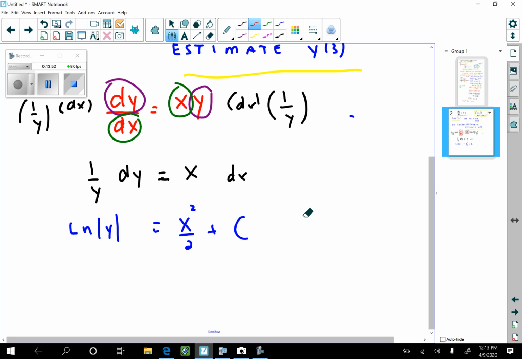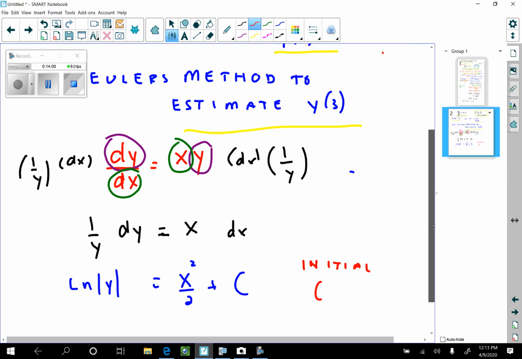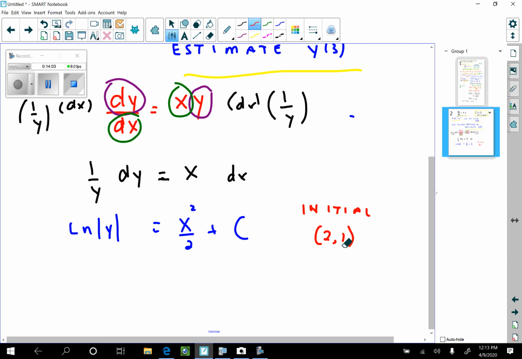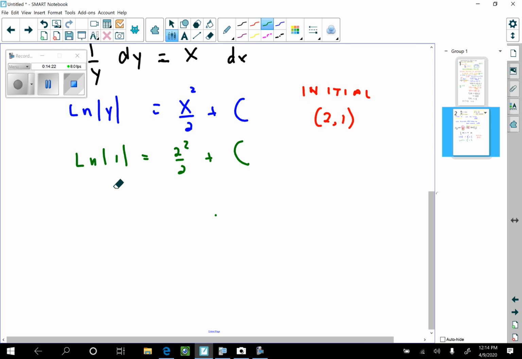And now I'm going to use the initial condition. I believe the initial condition was 2, 1. That's going to make a nice initial condition. I think I wrote the problem this way. So I'm going to put 1 in for y: ln of absolute value of 1, and 2 in for x, so it's 2 squared over 2. My objective is to find this c right there. And what the heck is ln of 1? ln of 1 is 0. This is 2 plus c is 0. That tells me that c is equal to negative 2.